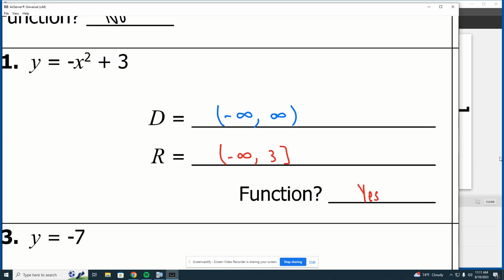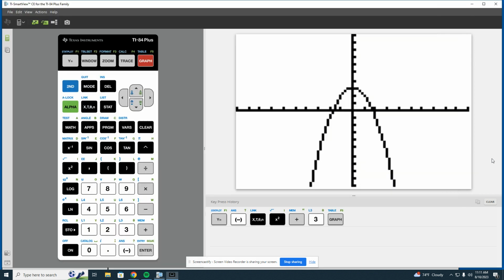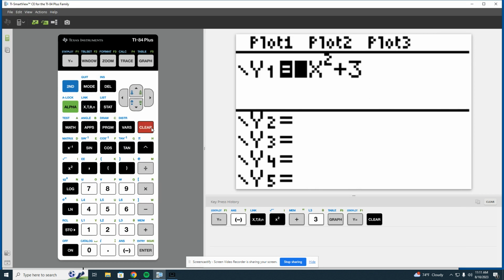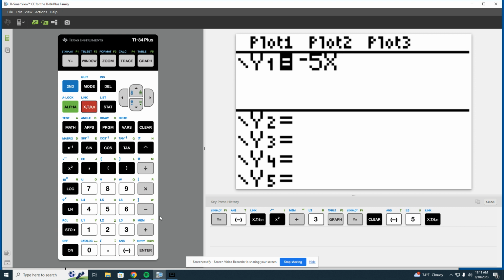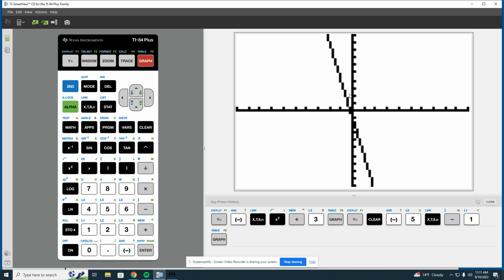Let's move on to the next one, which is a line. Let's go back to y equals. Clear it off. We've got negative 5x minus 1. There's my line. Guys, will a line ever stop going left? No. Not in this case. So where's it coming from to the left? Negative. Will it ever stop going right? No. So where's it going to the right?